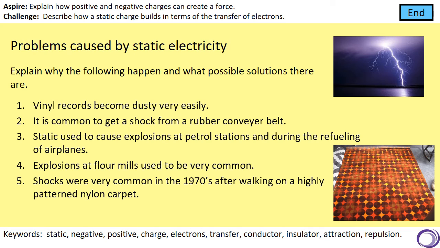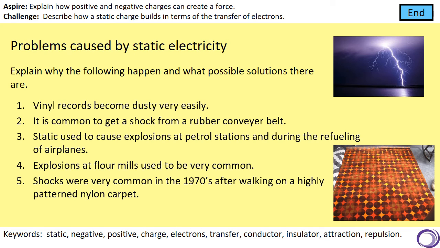Number two, conveyor belt. You've got material going down a conveyor belt. You've got a rubber conveyor belt that's rubbing on rollers so you can get charge on it. To stop that happening, you would need a metal earthing strap so that any charge that builds up on it can move away to earth.